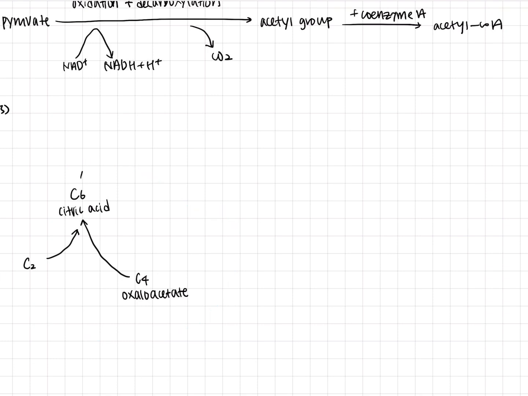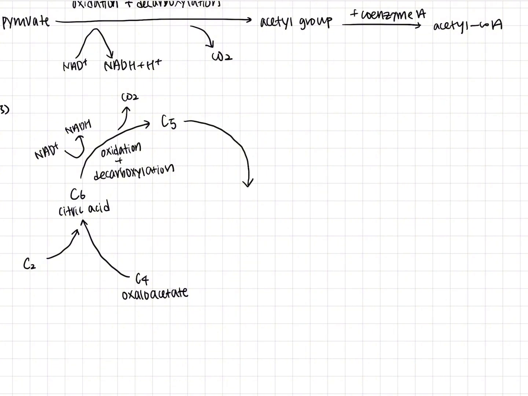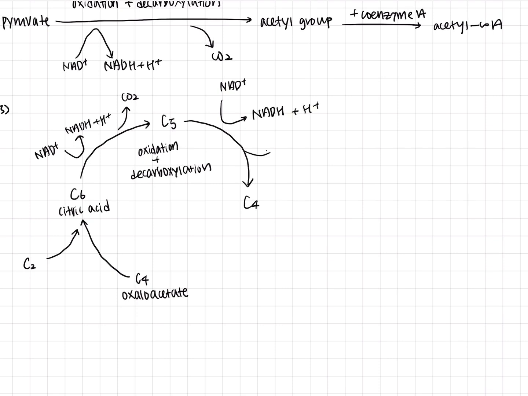And the citric acid 6-carbon molecule undergoes oxidation and decarboxylation to produce a 5-carbon molecule by converting NAD plus into NADH and releasing 1 CO2. The C5 molecule undergoes another round of oxidation and decarboxylation to produce a C4 with NAD plus converting to NADH and also releasing 1 CO2. Here, this C4 is not the final form of C4 oxaloacetate that joins with acetyl-CoA to produce citric acid. So we have to go through rearrangement.